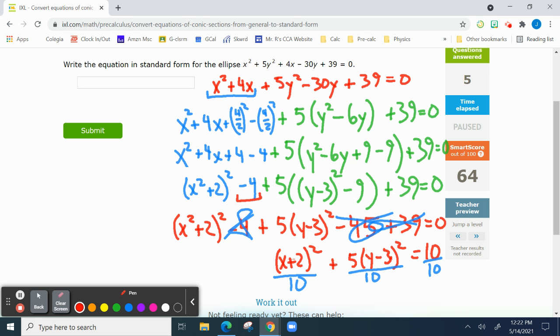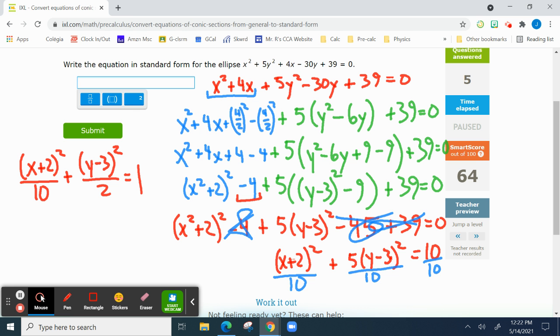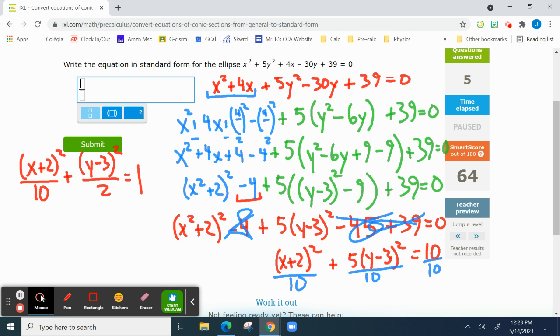Okay. Now let's rewrite that over here. X plus 2 squared over 10 plus, and then 5 over 10 is 1 over 2, so that's going to be y minus 3 squared over 2 equals 1. All right, so it's kind of ugly and messy, but I didn't do anything super complicated, right? It just got a little messy in the middle there. And now let's see if I actually managed to keep track of everything I need to keep track of and get it right. How much time I got? I got 2 more minutes, so that's what I got.